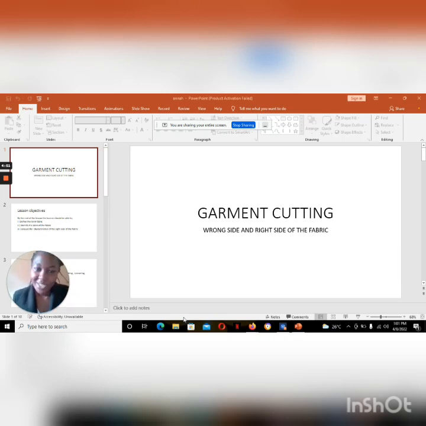Hope you're well. Okay, so today we're going to learn about garment cutting. Under garment cutting, you're going to do the wrong side and the right side of the fabric. I know you have an idea about garments, yeah? Anyway, you're going to study the wrong side and the right side of a fabric.